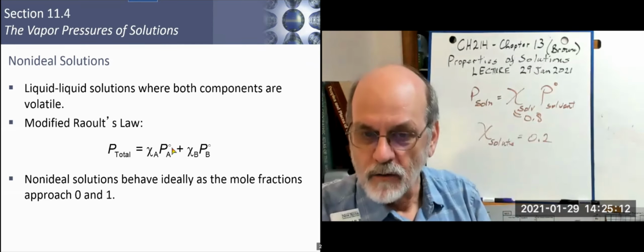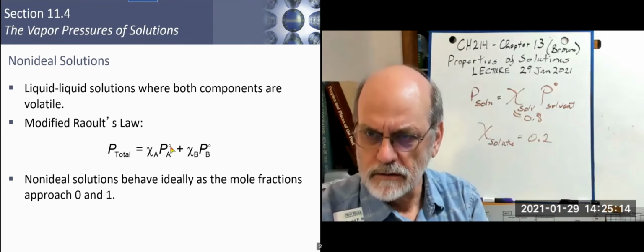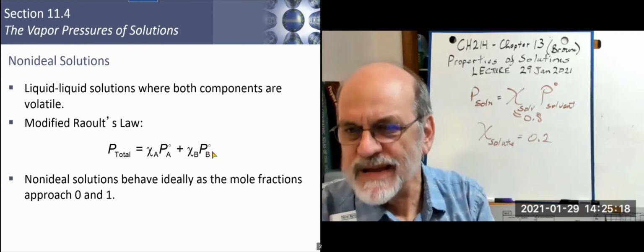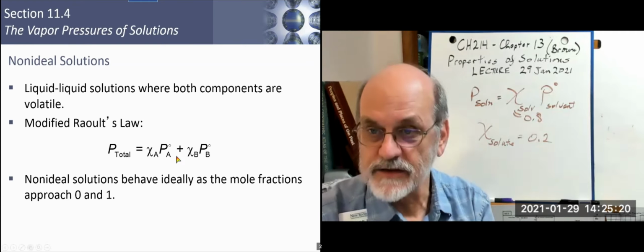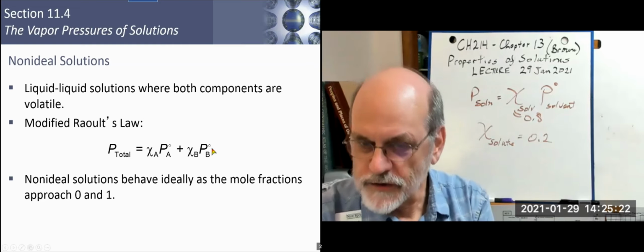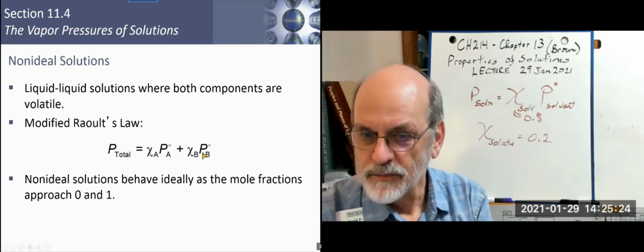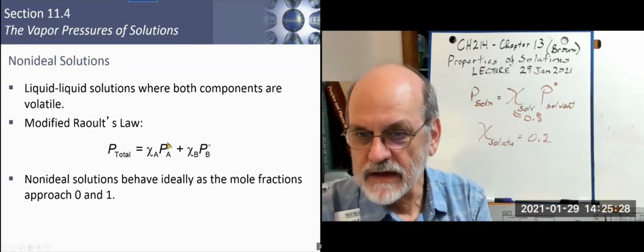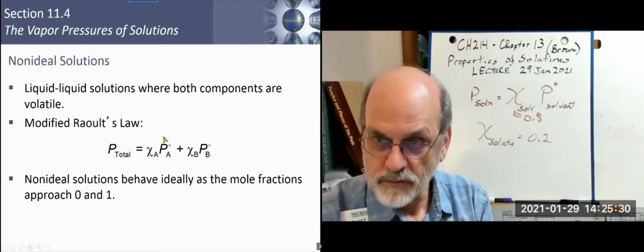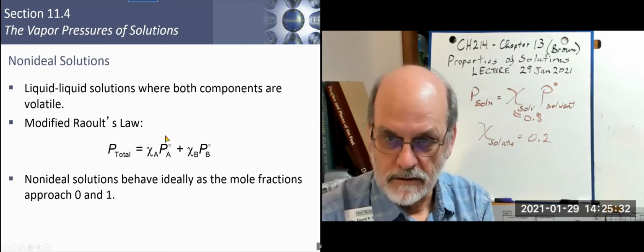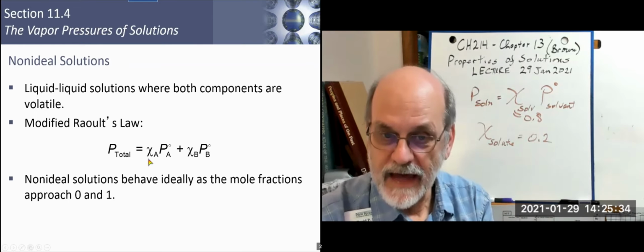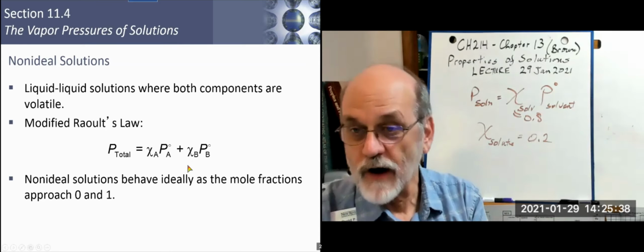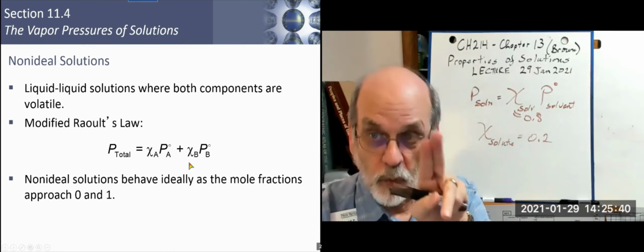But what do you need? Well, let's say B is the solvent and A is the solute. The solvent pure pressure is here and its mole fraction, and the solute pure vapor pressure is here and its mole fraction. So mole fraction A and mole fraction B should add up to 1.